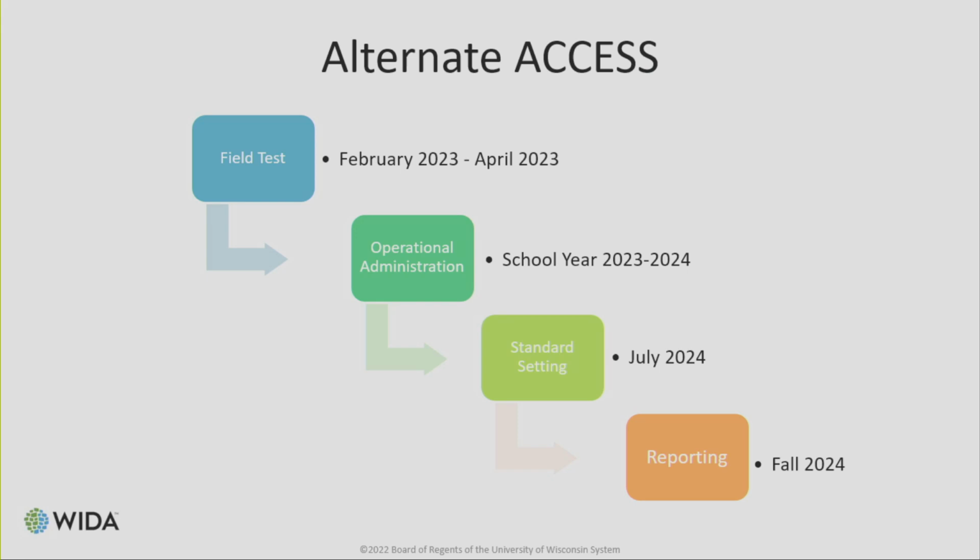So this is what the calendar looks like for alternate access. The field test this winter. Then the following year, there will be an operational version of the new alternate access in 23-24, and the standard setting for that will be in the summer of 24. It'll be sooner than for the other tests, and they'll report out on that in the fall of 24.